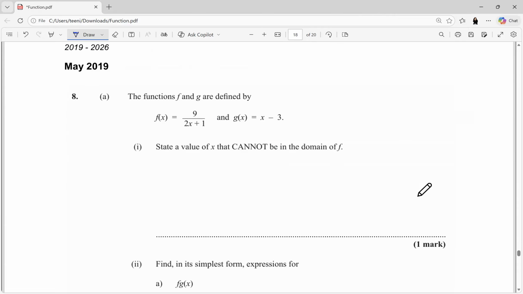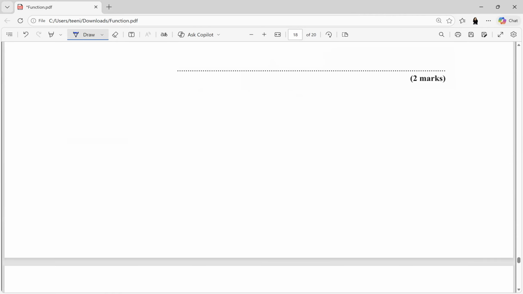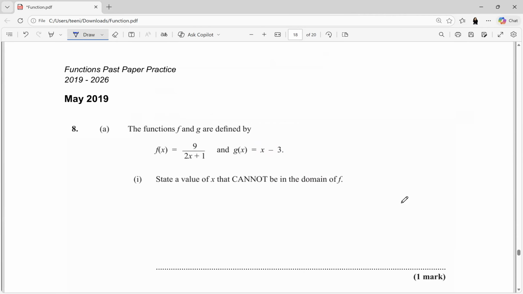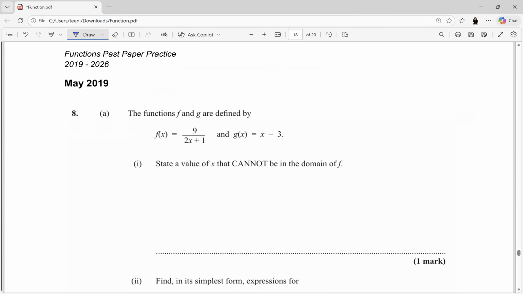All right, we're almost there. We have 2 more questions to do, guys. Stick with me. f of x is 9 over 2x plus 1 and g of x is x minus 3. State a value of x that cannot be in the domain of f.